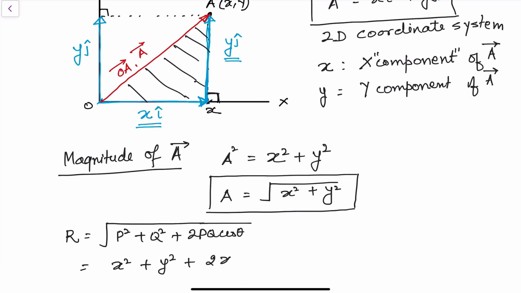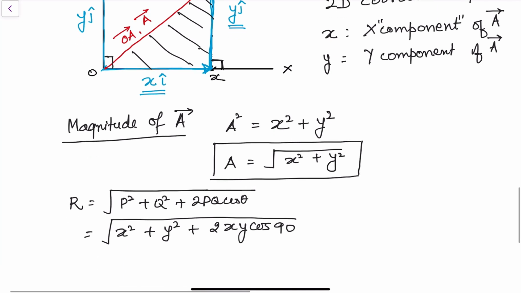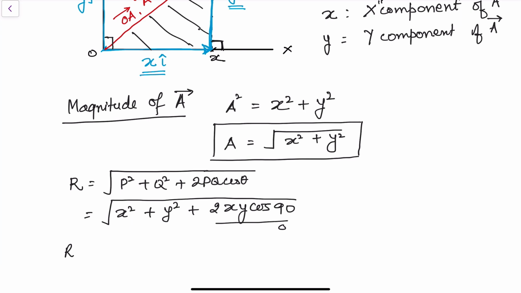This is 2xy cos theta, and the angle between the two vectors is 90, so cos 90. But what is cos 90? Cos 90 is 0. So this term becomes 0. So what is left? R is root of x square plus y square, which is nothing but your A. So this gives you the magnitude.